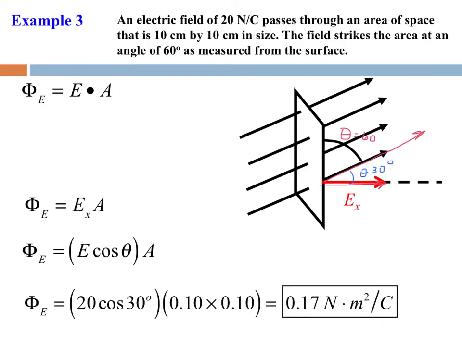Again, another way to look at that is if my electric field is already going in this direction and my area vector is going off in this direction, then the component of the electric field that also goes parallel to my area would be the electric field times the cosine of this theta, which in our case is 30. So plugging in all of our information, we get 0.17 Newton meter squared per coulomb.